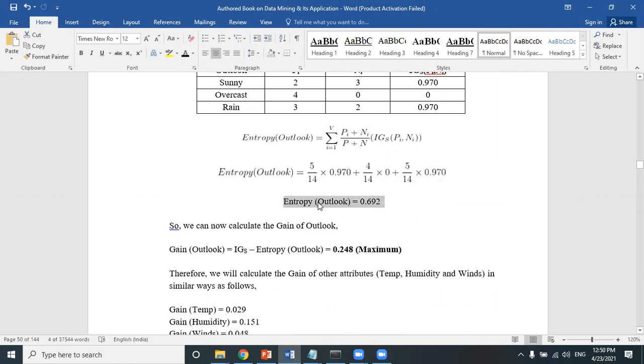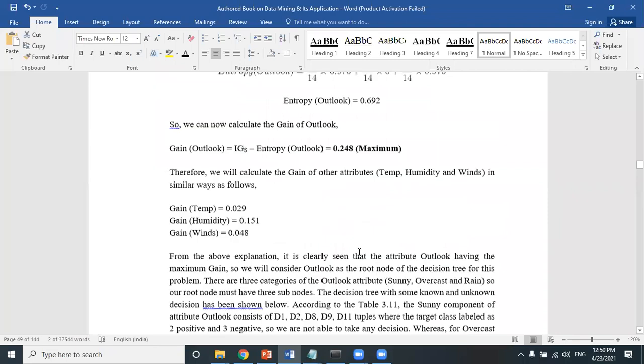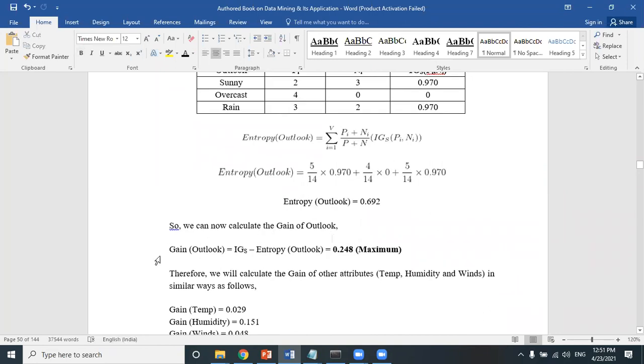Now we are going to calculate the final gain of the outlook. That is the major objective, to calculate the gain of the outlook variable. So how can we calculate the gain of an outlook variable? Very simple. The information gain of the entire system, that is 0.94, minus the entropy of the outlook attribute, that is 0.692. So 0.94 minus 0.692 will give you the value of 0.248. So in this way, we are able to calculate the gain of the outlook attribute.